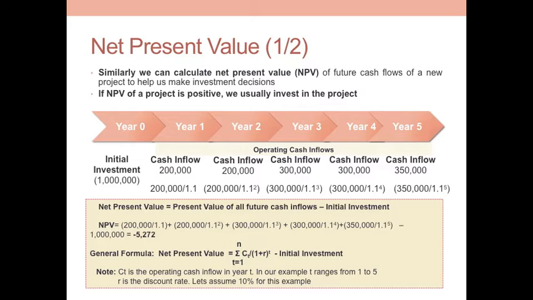We then forecast what are the cash inflows from the project over a certain time horizon. In this example, our time horizon is 5 years. We then take the present value of these future cash flows using the present value formula we just saw, and then we compare that to the initial investment. If the present value of future cash flows is greater than the initial investment, then we say that the net present value of the project is positive and we go ahead and invest in the project.